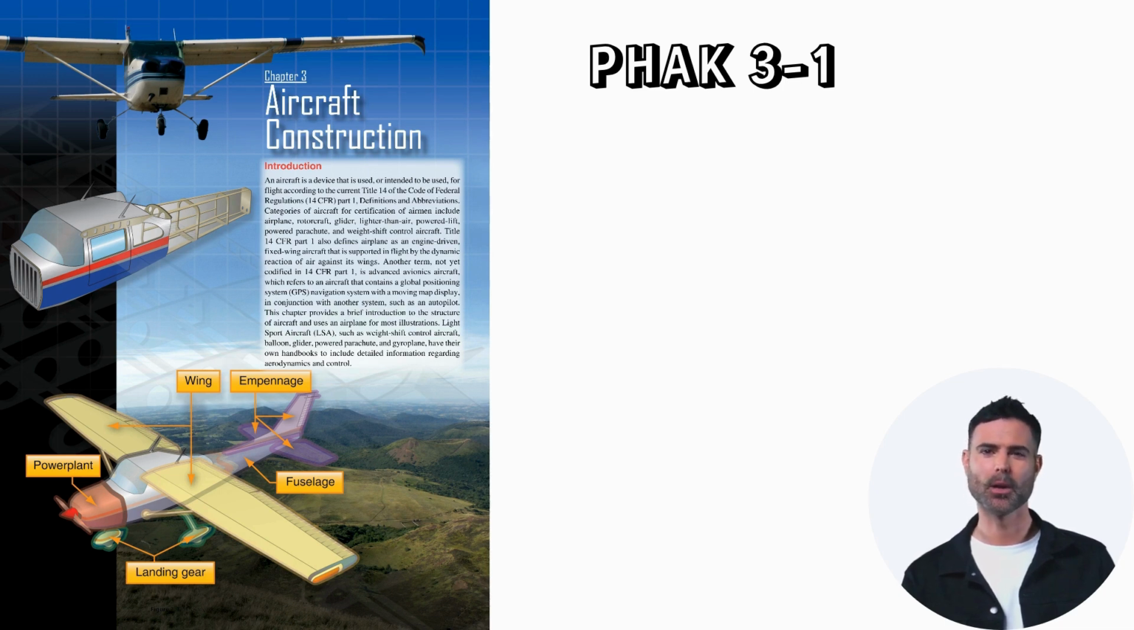Title 14 CFR Part 1 also defines airplane as an engine-driven, fixed-wing aircraft that is supported in flight by the dynamic reaction of air against its wings.